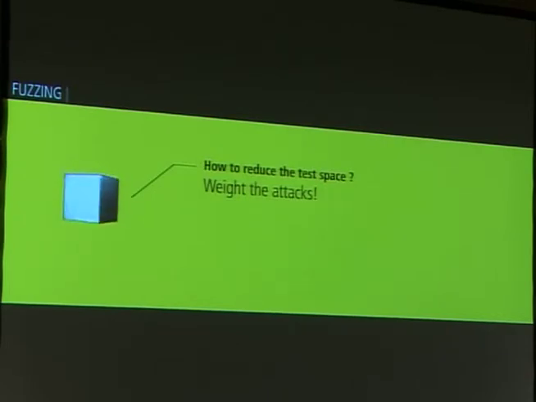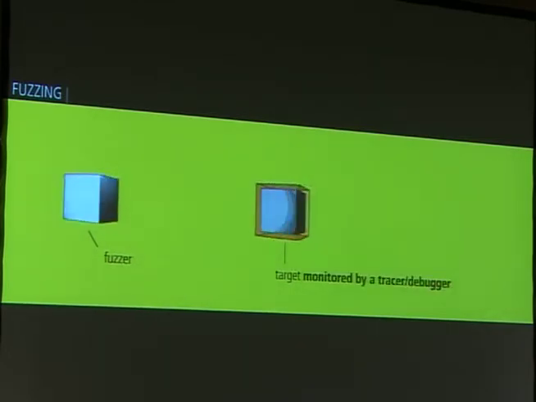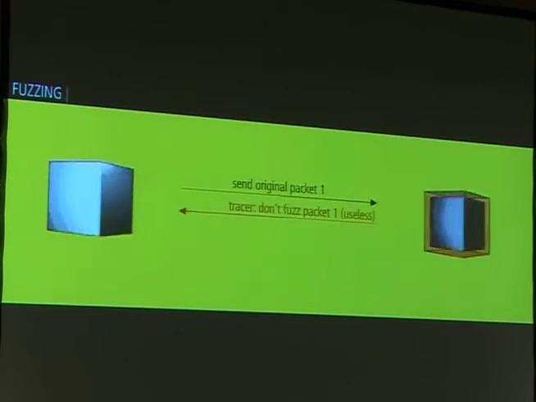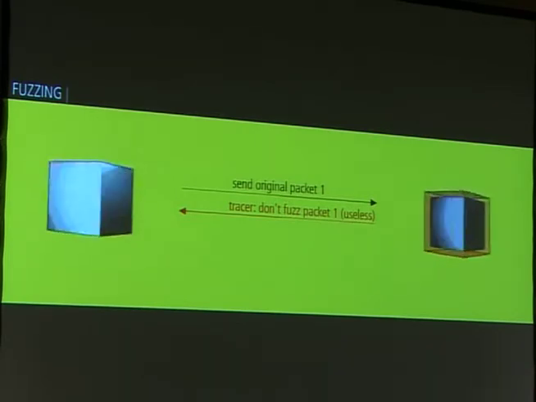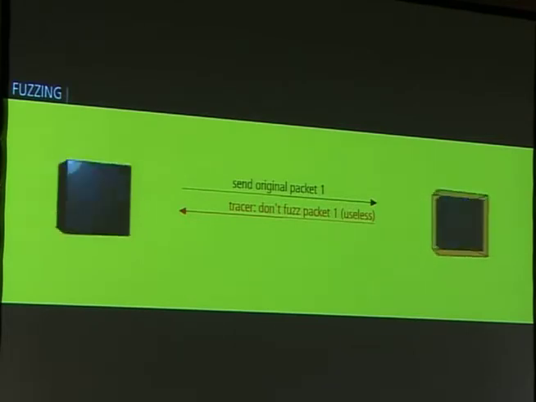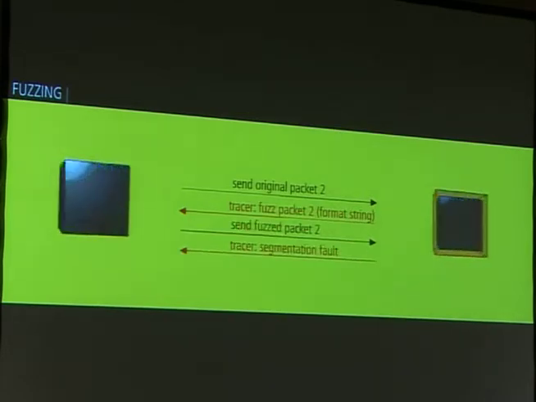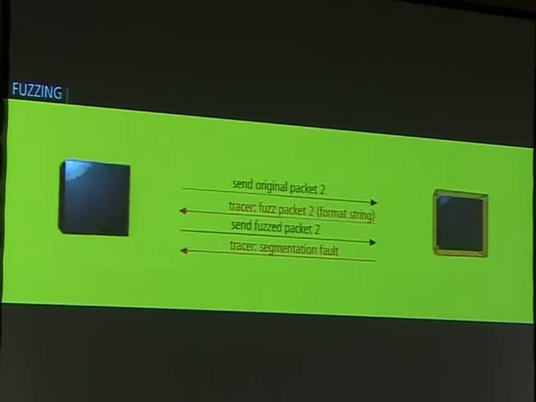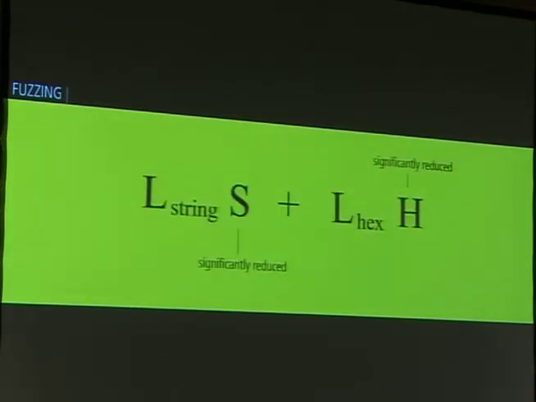How to do that? For example, by using weights, weighting the attacks. We have a fuzzer and a target. This target is monitored by a tracer debugger. In this case, imagine you send an original packet dumped with a sniffer or whatever. If this tracer is able to say, no, don't fuzz this packet, it's useless to try this one, at least at the beginning. He sends another packet, and then the tracer says, okay, I found something interesting, like a format string, try to fuzz it. Then the fuzzer will try every entry of the fuzzing library and eventually find something. That's what I said. We reduce these two spaces.